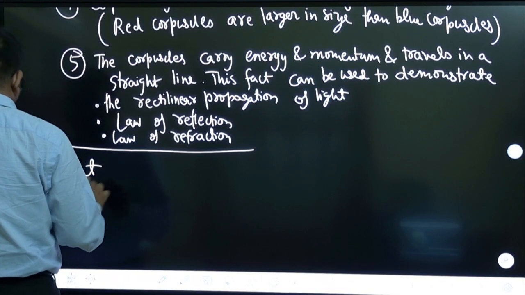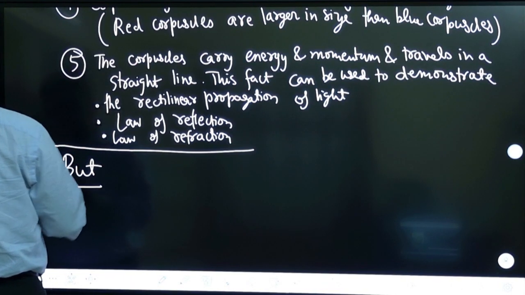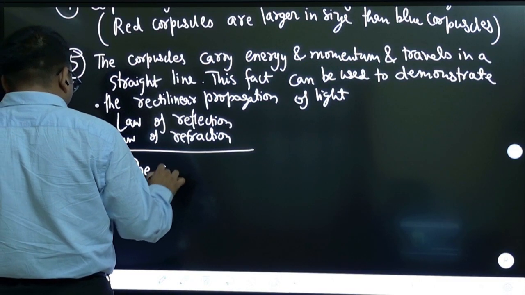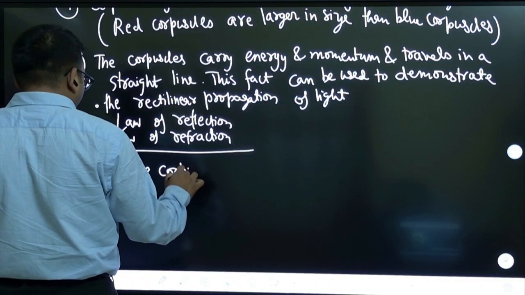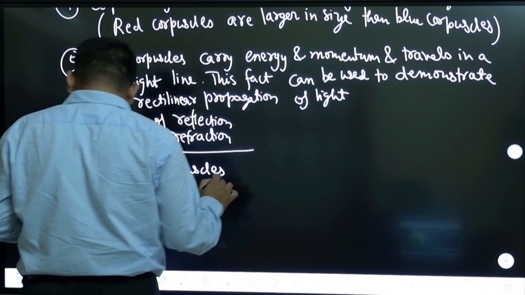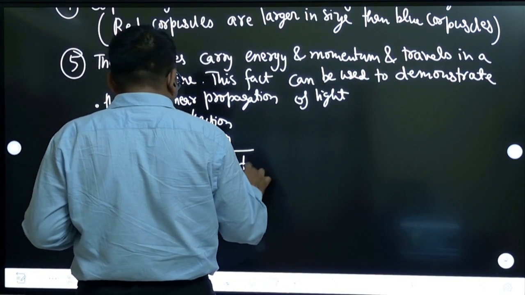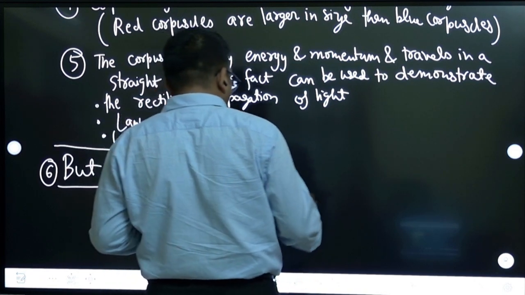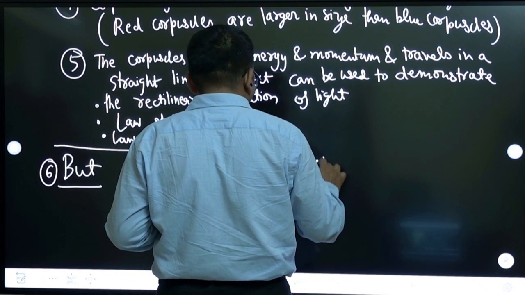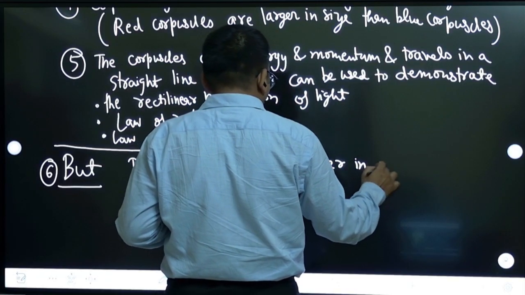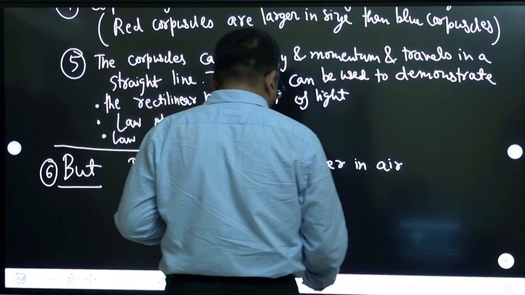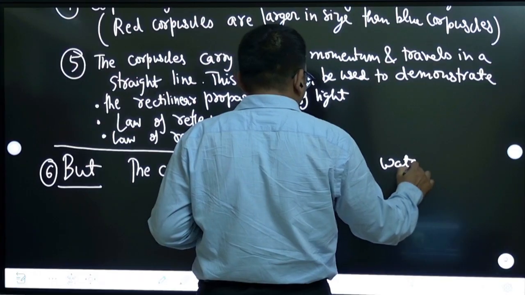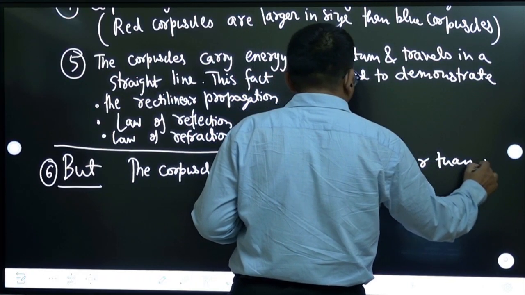Point number six you can write. The corpuscle theory: the corpuscles travel faster in water than in air.